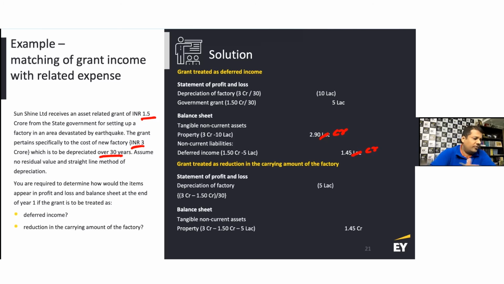In my balance sheet, I'm going to record tangible non-current asset as 3 crore minus 1.5 crore minus 5 lakh, which is 1.45 crore. So essentially the outcome is the same, but there are two different ways of presentation, right? Here if you look at 2.9 minus 1.5 is 1.45. So the outcome is the same, but there are two different ways of presentation.